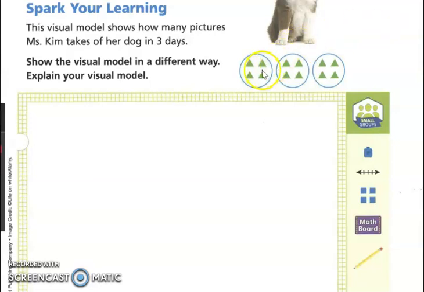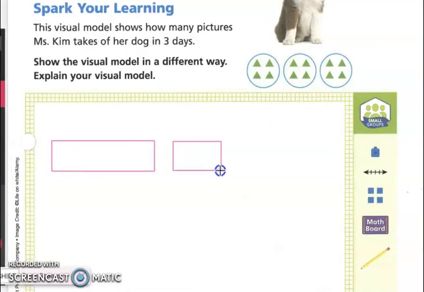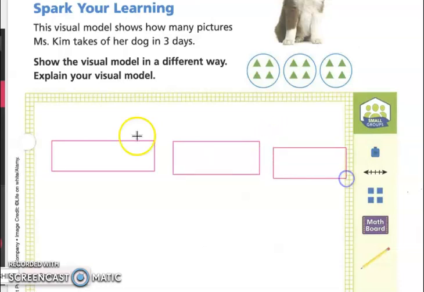So, how many groups are we going to have? 3 groups. So, a bar model usually looks like squares or rectangles, correct? Okay, so I can draw 3 rectangles, correct? Okay, so draw your 3 rectangles. Hopefully you do a better job of making them the same size than I did.